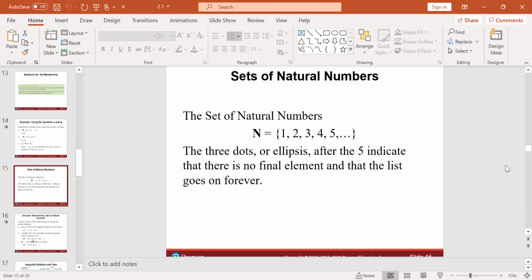Now we're going to talk about a very super uber duper important set in mathematics called the natural numbers, or the set of natural numbers. They use this script N here. Really, that should be written like this. Like that.